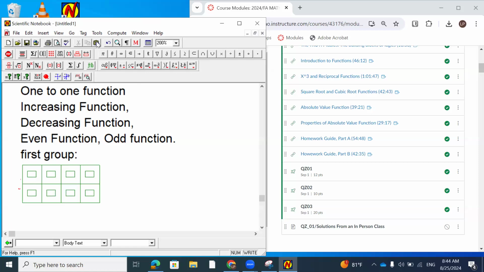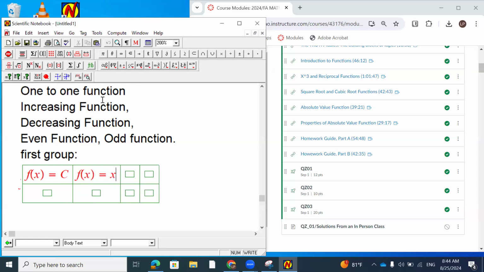This is the first rule. And what's the second one? The second one would be just x. And the third one is x squared. And the fourth one is x raised to the power 3. And then the next one is the reciprocal function.